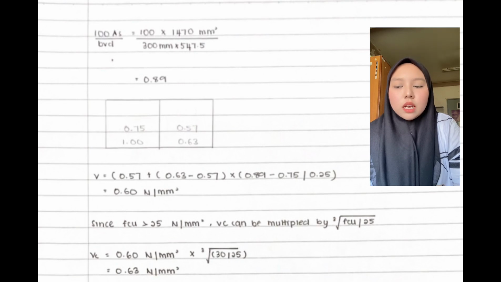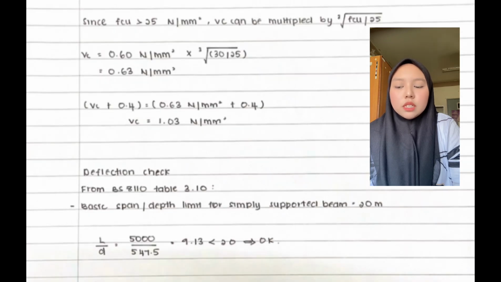Since FCU is not 25 N per mm square, VC can be multiplied by cube root FCU over 25. So VC is equal to 0.60 N per mm square times cube root 30 over 25. So the answer is 0.63 N per mm square. So VC plus 0.4 equals 0.63 N per mm square plus 0.4. So for VC, 1.03 N per mm square.